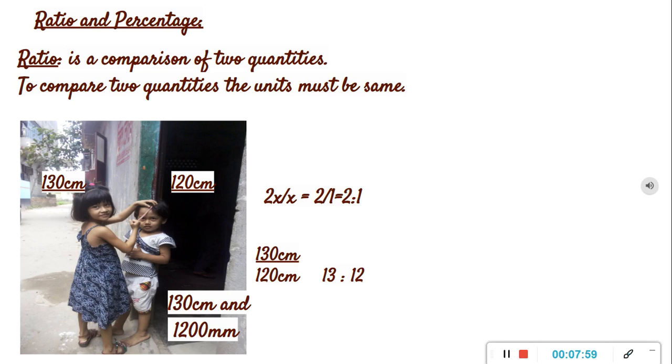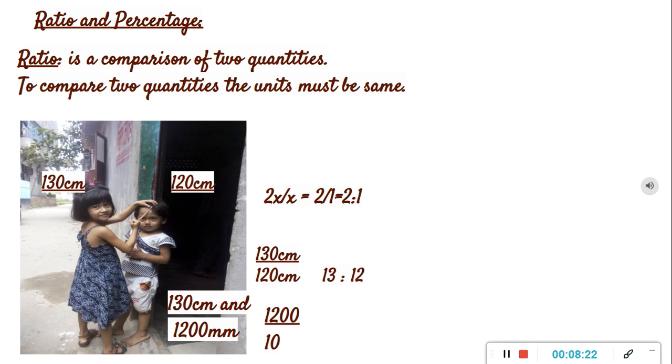So in this case, what will we do? We will convert one of these into the other unit, such that both the heights are in the same unit. So let's convert it into centimeter. 130 is already in centimeter, isn't it? So how will we convert 1200 millimeter into centimeter? By dividing it by 10.